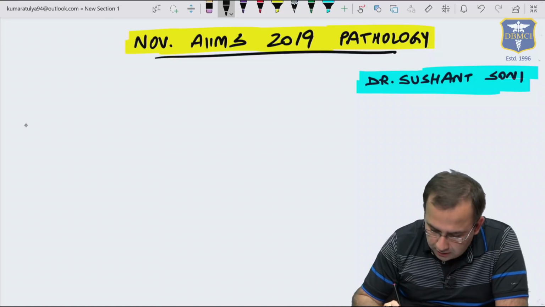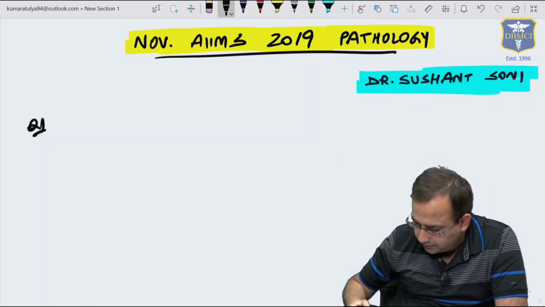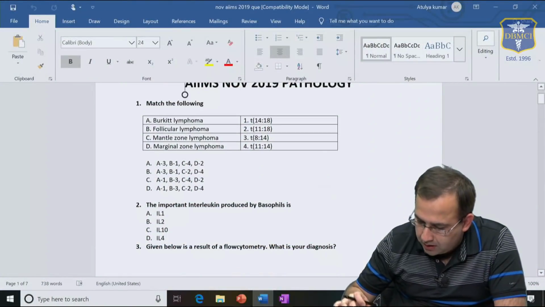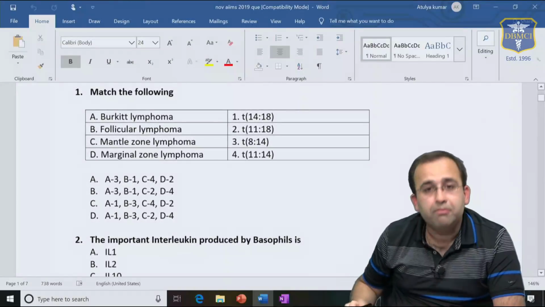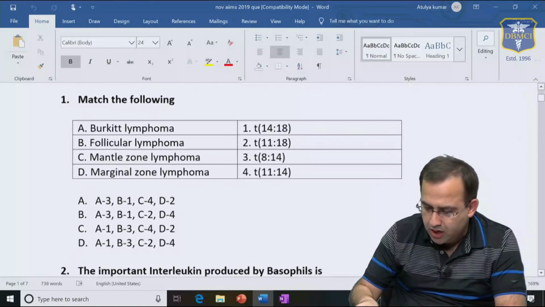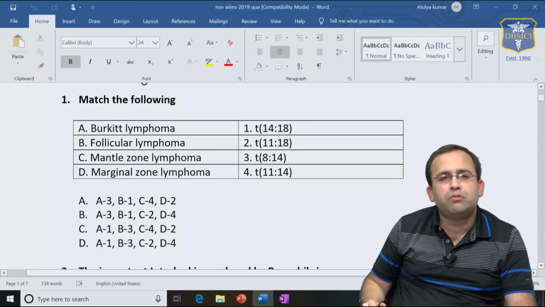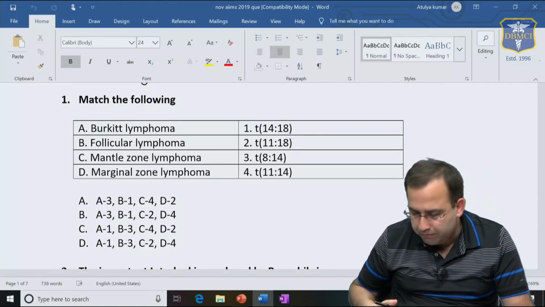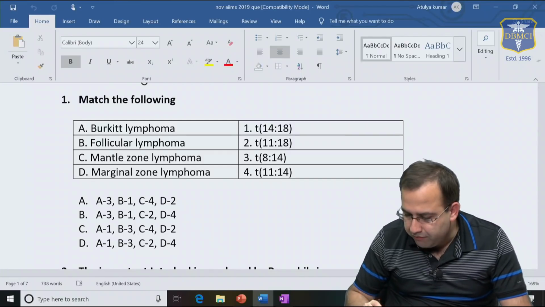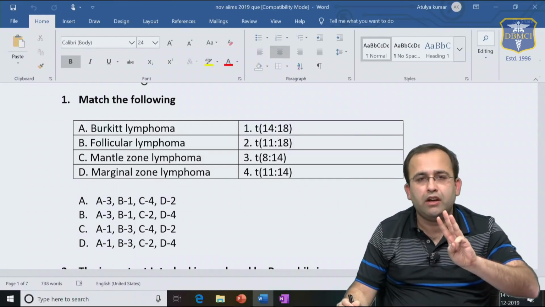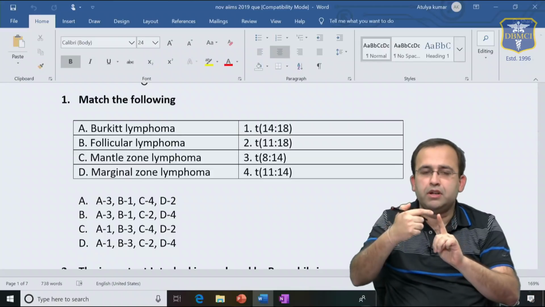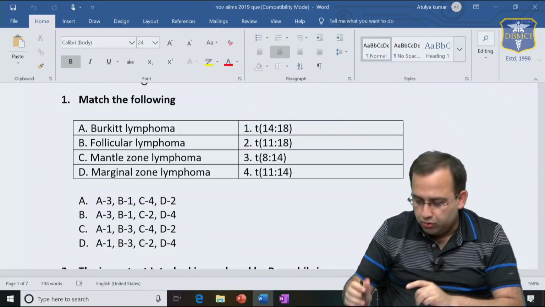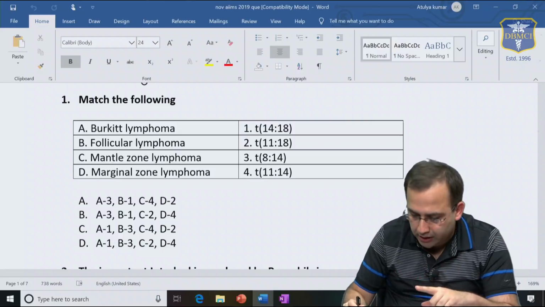So starting with the first question that came in the paper, that is match the following. Let me slightly enlarge it. A pretty straightforward question from oncohematology, repeated pretty often, and I guess the majority of you would have been right in this. Burkitt's lymphoma is translocation 8;14. Everybody knows this. Burkitt's is translocation 2;8, 8;14, 8;22. So the most common is 8;14.